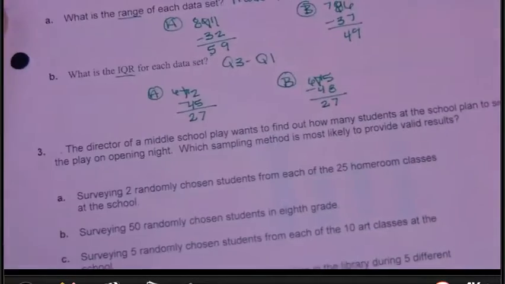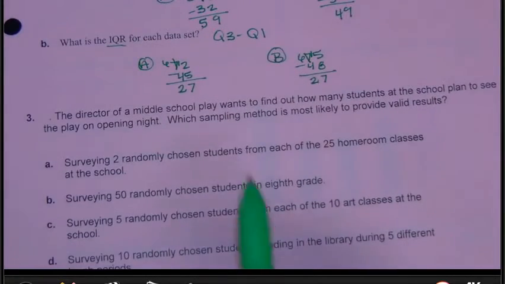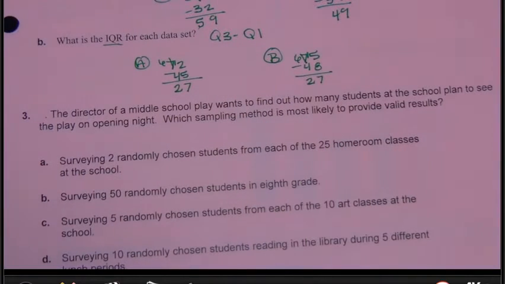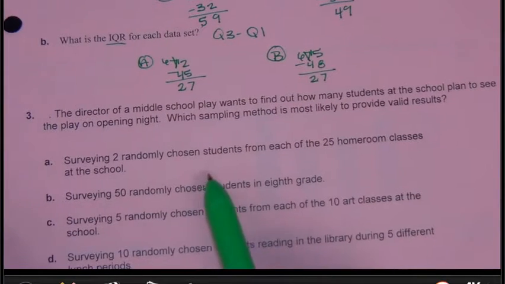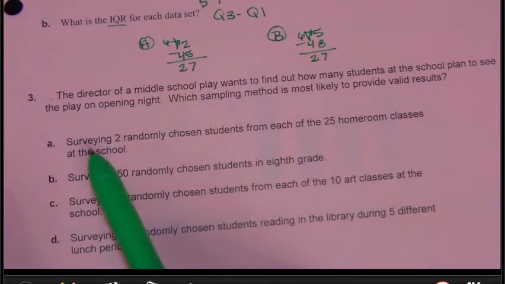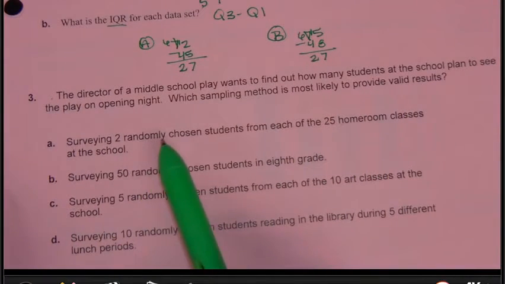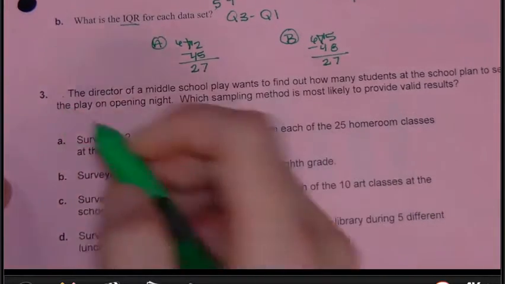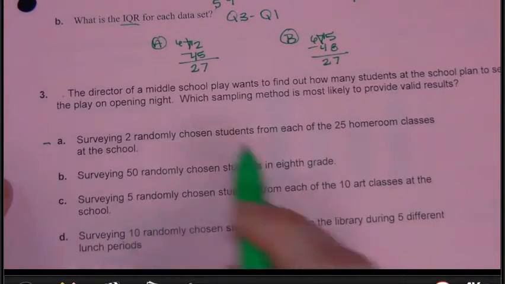Okay. Number 3, the director of a middle school play wants to find out how many students at the school plan to see the play on opening night. Which sample method is most likely to provide valid results? All right, letter A, surveying 2 randomly chosen students from each of the 25 homeroom classes at the school. That seems pretty random to me, but let's check.